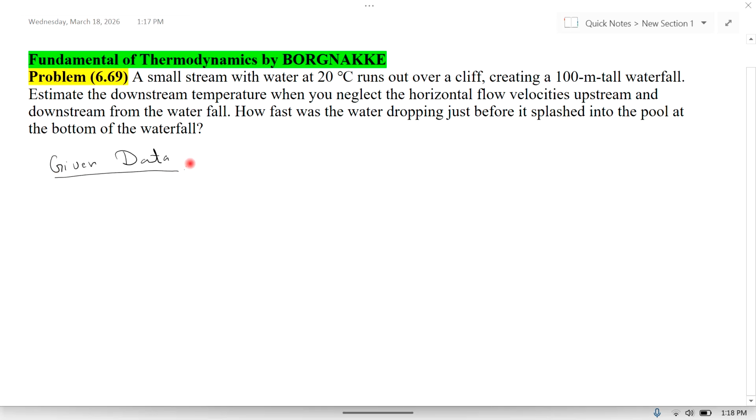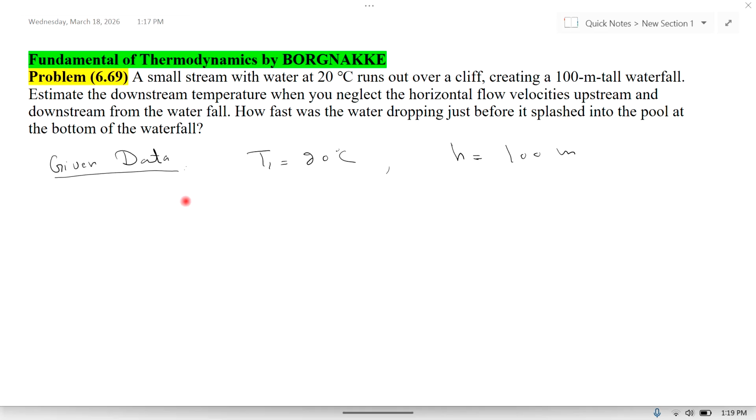The statement of the problem is: a small stream with water at an initial temperature of 20 degrees centigrade runs out over a cliff, creating a 100-meter tall waterfall. Total height is equal to 100 meter. Estimate the downstream temperature when you neglect the horizontal flow velocity upstream and downstream for the waterfall.